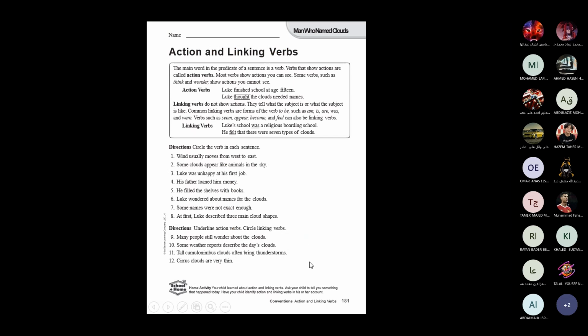Solve the questions on page 181 and send it through the WhatsApp group. Right now, I want to check who has memorized the linking verbs table, who understood, and who got the point of today's lesson. So send this page 181 through the WhatsApp group right now. Solve it and send it. Page 181, solve it, guys, and send it through the WhatsApp group.